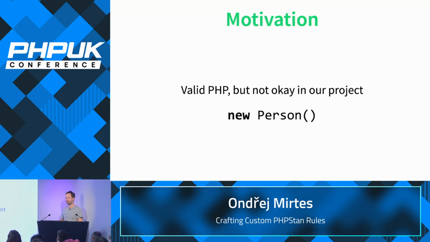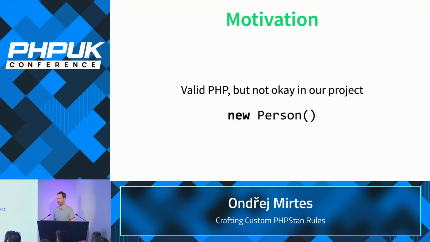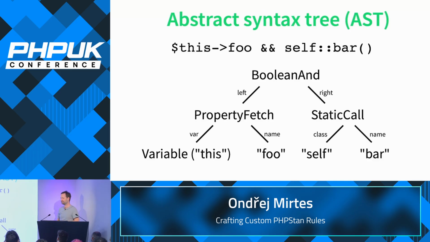We want to report something that's valid PHP, because this is perfectly okay from the point of view of PHP, because as long as the class exists, as long as the constructor is public, as long as it does not have any required arguments, this is valid PHP, right? But it's not valid in our project, because we want to use PersonFactory. So we want to flag this code as wrong. Everybody understands why we want to implement this custom rule? Perfect.